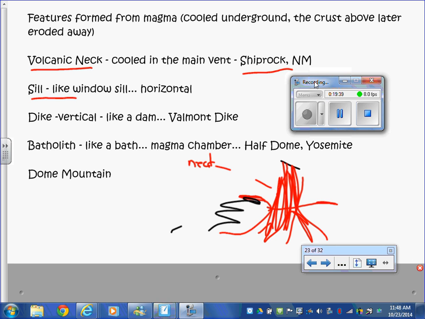Devil's Tower in Wyoming, huge volcanic feature. So then the batholith is basically the magma chamber. Half Dome in Yosemite is one of those. Dome Mountain, similar. And then a dike is where there was, say, a crack or a fissure, and the lava came up like this, maybe didn't explode, and then again the ground starts eroding away. And quite strangely, we actually have one of these in Boulder County. Valmont Dike is a volcanic feature. It's over near Stasio Fields.